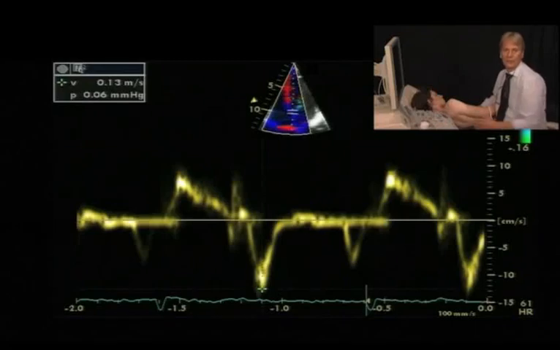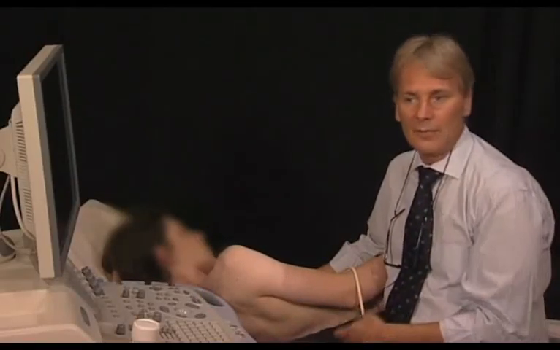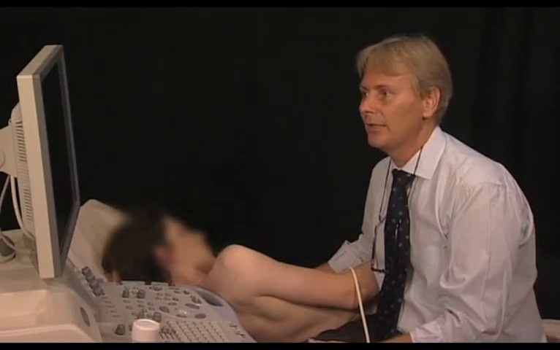What you would need for the E to E prime ratio is this velocity. In this case, it would be 0.12. So he had a normal E velocity of something in the range of 6 or 7, so somewhere in the range of 5 to 7 would be his normal E to E prime ratio.